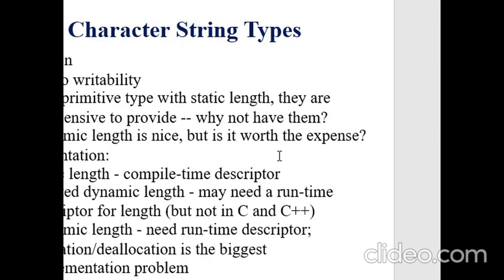The character string type evaluation: writability. A primitive type with static length is provided, so why not have them. The length is nice, but is it worth the expense in the length compile-time descriptor? The dynamic length may need a runtime descriptor, but not in C++. The need for a runtime descriptor is the biggest problem.